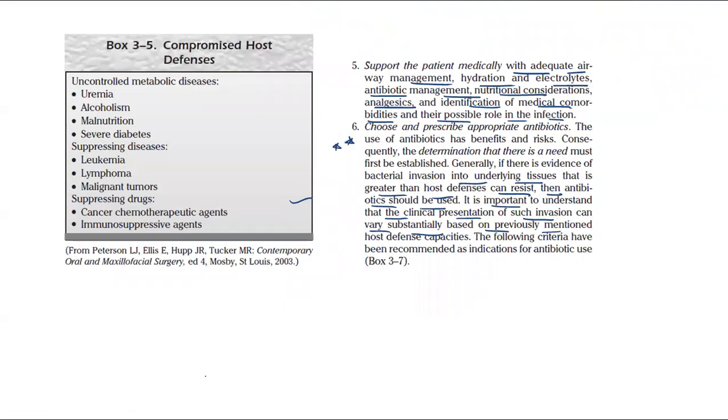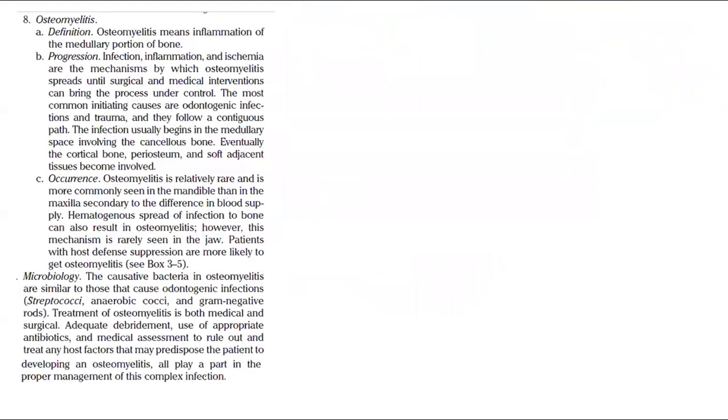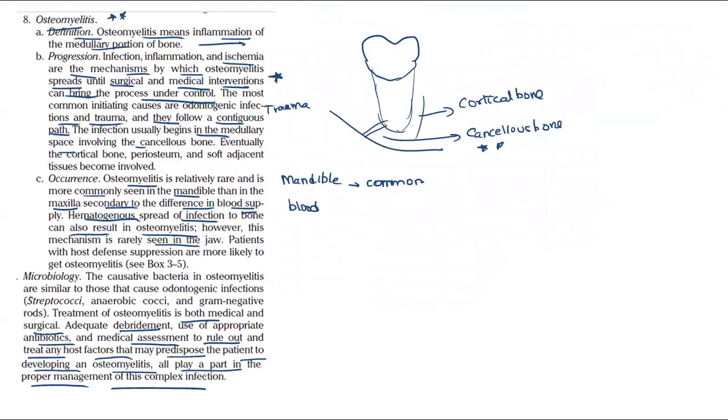Now we know what the different compromised host defenses are. I already spoke about that, and make sure that the patient is given the proper support and antibiotics. Now coming to osteomyelitis, it is inflammation of the medullary portion of the bone. Infection, inflammation, and ischemia can lead to this. Even though this is rare, it can happen and it can spread through the blood. And the organisms causing this are very similar to those of the odontogenic infections, that is streptococci, aerobes, and gram-negative anaerobes.